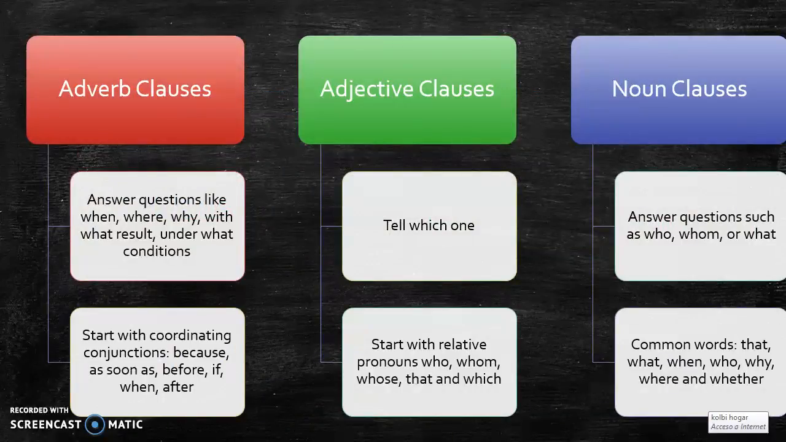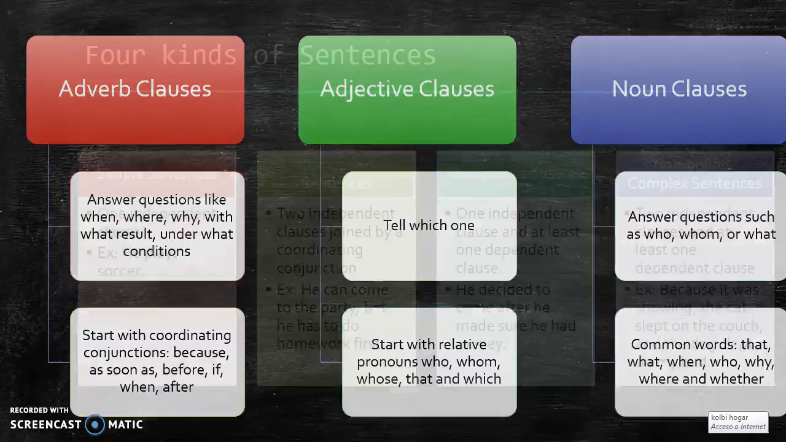Clauses can be classified into three types. Adverb clauses, which are going to answer questions like when, where, why, with what result, or under what conditions. And they're going to start with coordinating conjunctions. Adjective clauses, which are going to tell you which one, and they're going to start with relative pronouns. And noun clauses, which are going to take the position of the subject, and they are going to answer questions like who, whom, or what. And some of the words that we can use to identify them are that, what, when, who, why, where, and whether.